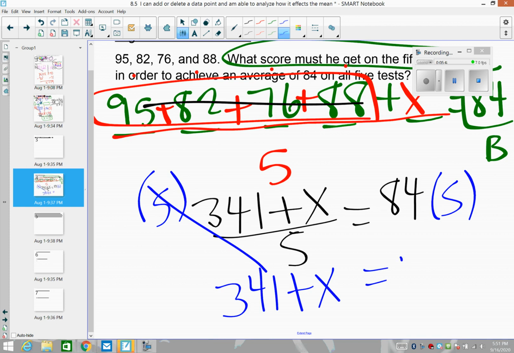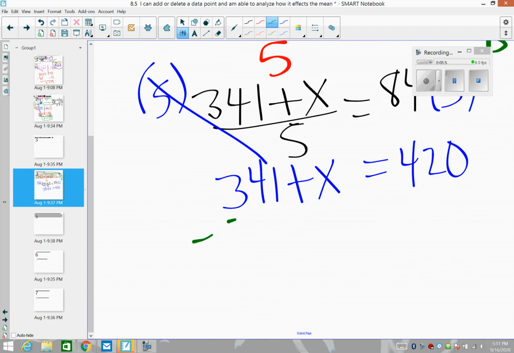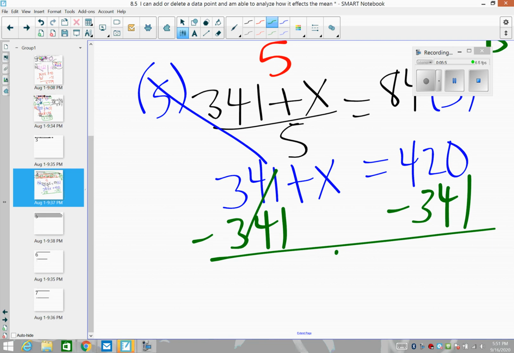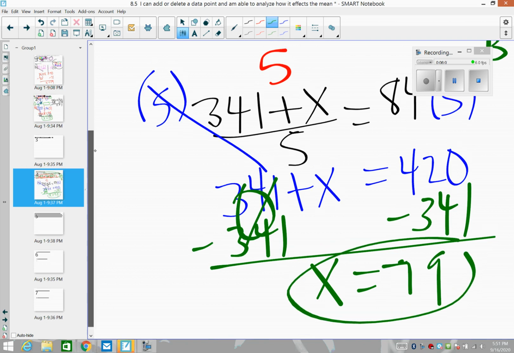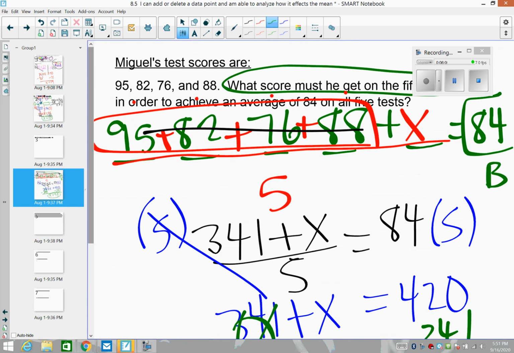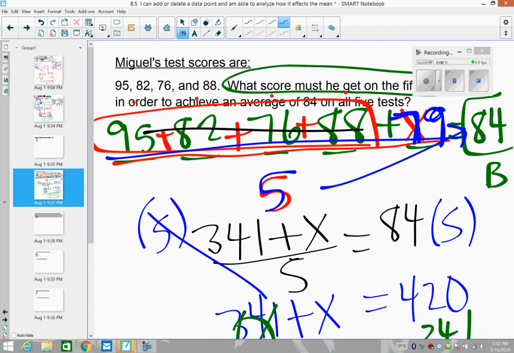It's the same thing over and over. You should have noticed that there's definitely a pattern happening here. So we just subtract 341, copy, paste. So we get x is equal to 420 minus 341. That means he needs to get a score of 79 on the last test. So this last test right here has to be a 79 for that to work out. Now you can check it. You can add those all up and divide by 5 and make sure you get the 84, just like you would do when you're calculating average.